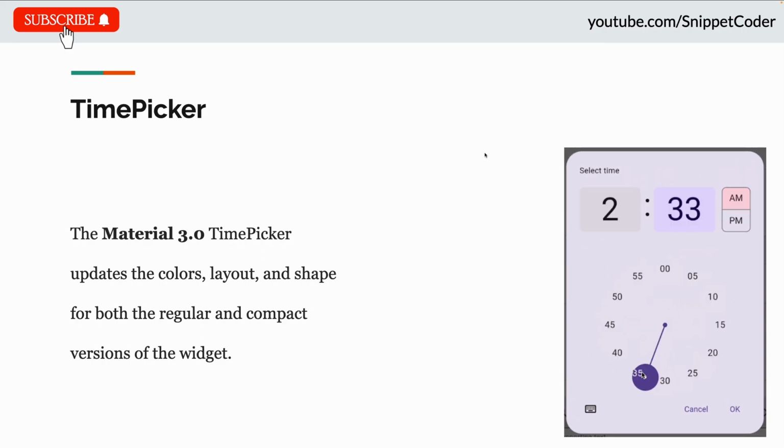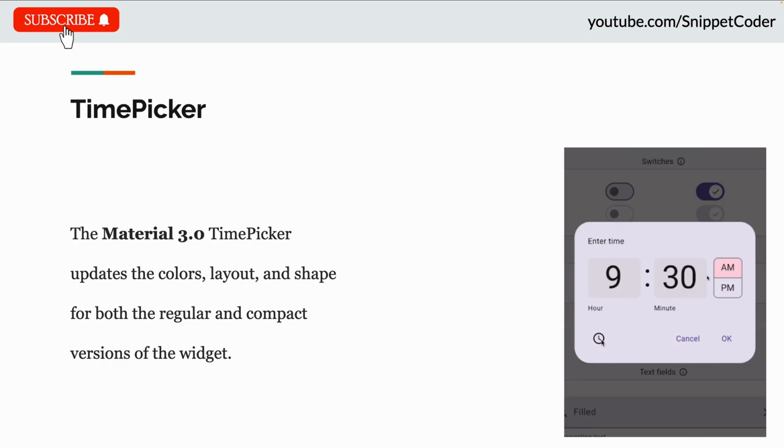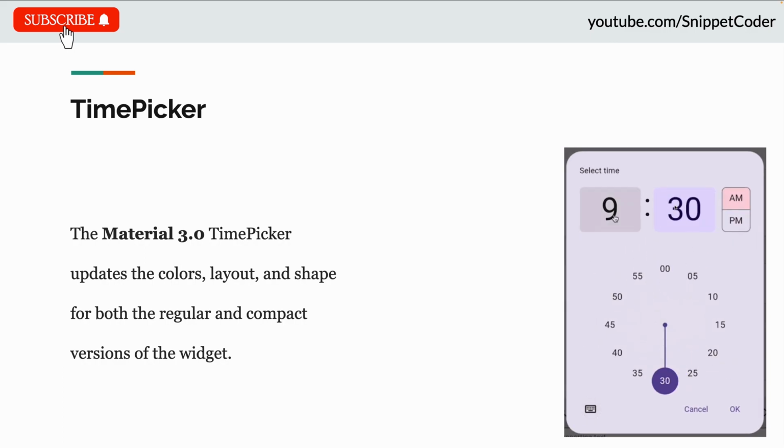The next improvement is in our time picker. You can see in the time picker widget also, it updated the color, layout and shape for both the regular and the compact version of the widget. You can see in the animation also, the time picker design has been totally changed. Here is the compact version, here is the regular version.